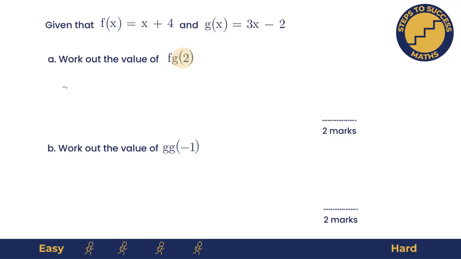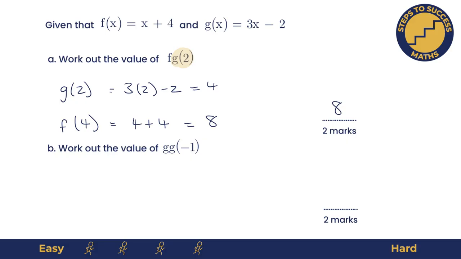So we're going to work out g of 2. So that's 3 times 2, take away 2, which is 4. And now we've worked that out, we're going to do f of our answer. So like this, f of 4 is equal to 4 plus 4. So our answer is 8. Remember, always start with the function nearest to the bracket.